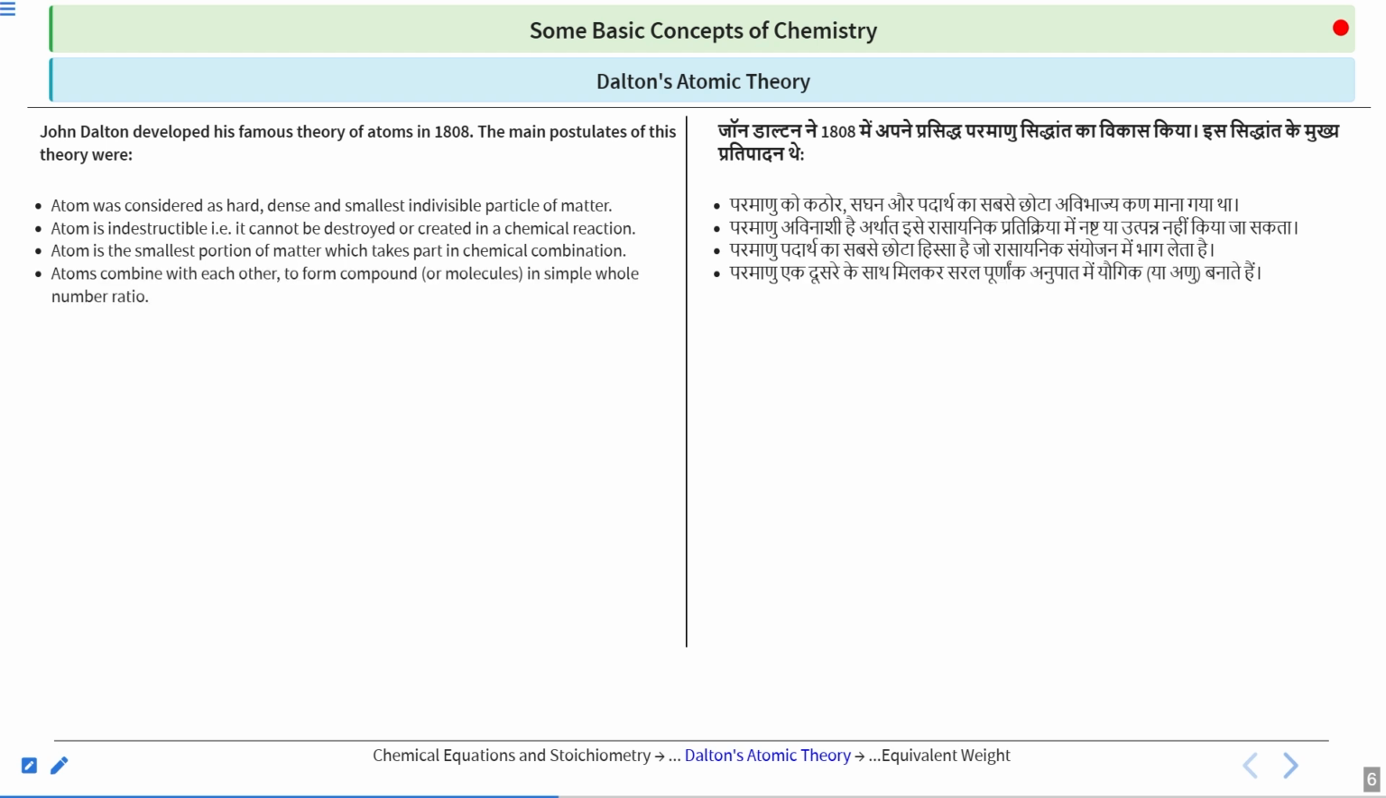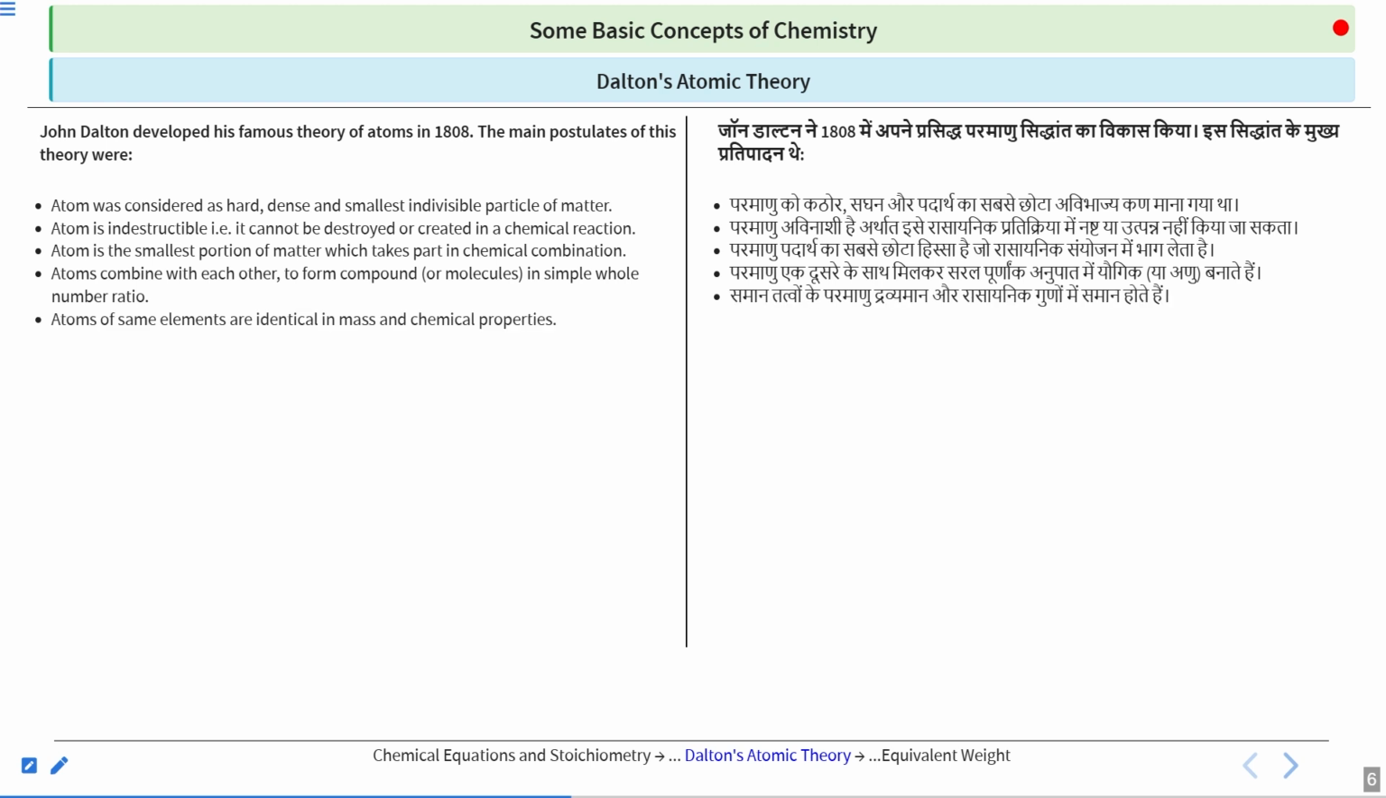Clear? Now these atoms, this indestructible atom, this indivisible atom, this small portion of matter, they combine with each other to give the compound that we are looking for, and they do these reactions in a simple whole number ratio. Okay, simple whole number ratio. Like if you are combining nitrogen with hydrogen, N2 plus 3H2 gives us 2NH3. So the ratio of nitrogen to hydrogen will be 1:3, right? So that thing is mentioned here. So this is the simple whole number ratio.